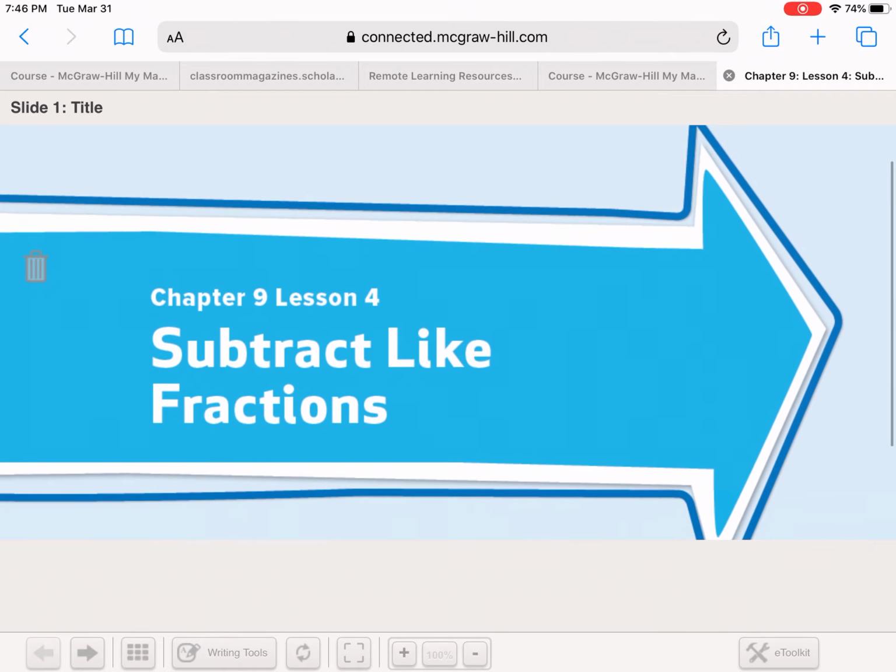Hey guys, let's get working on the next lesson. Chapter 9, Lesson 4, Subtracting Like Fractions. Same thing we did yesterday.